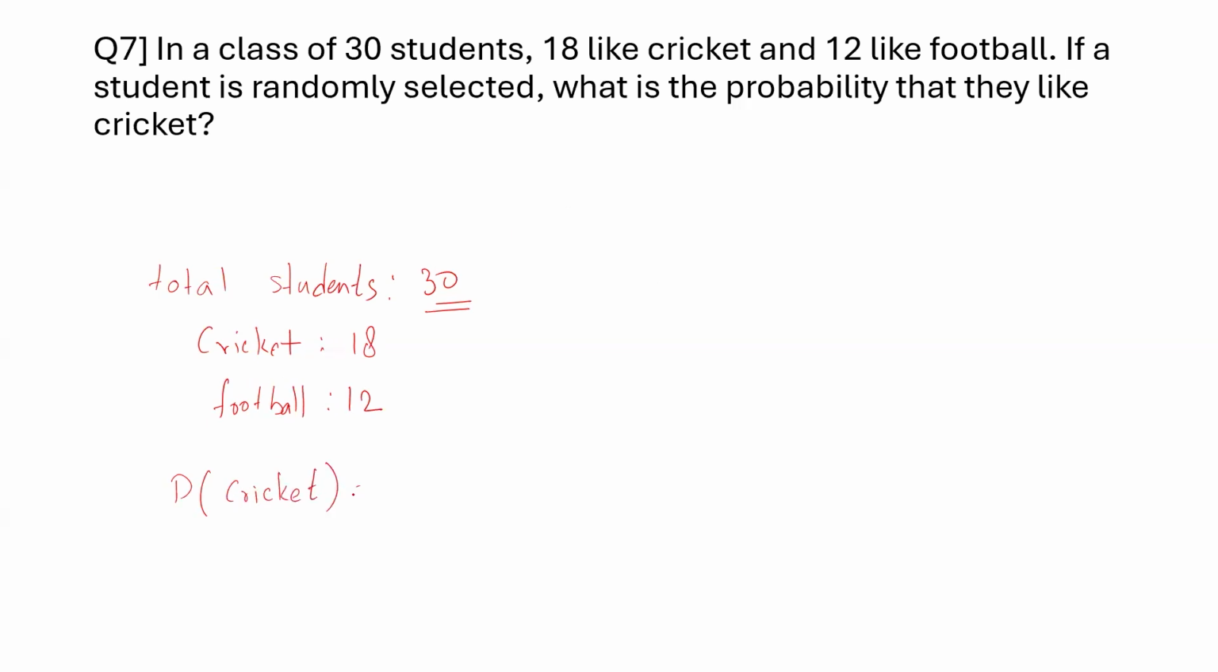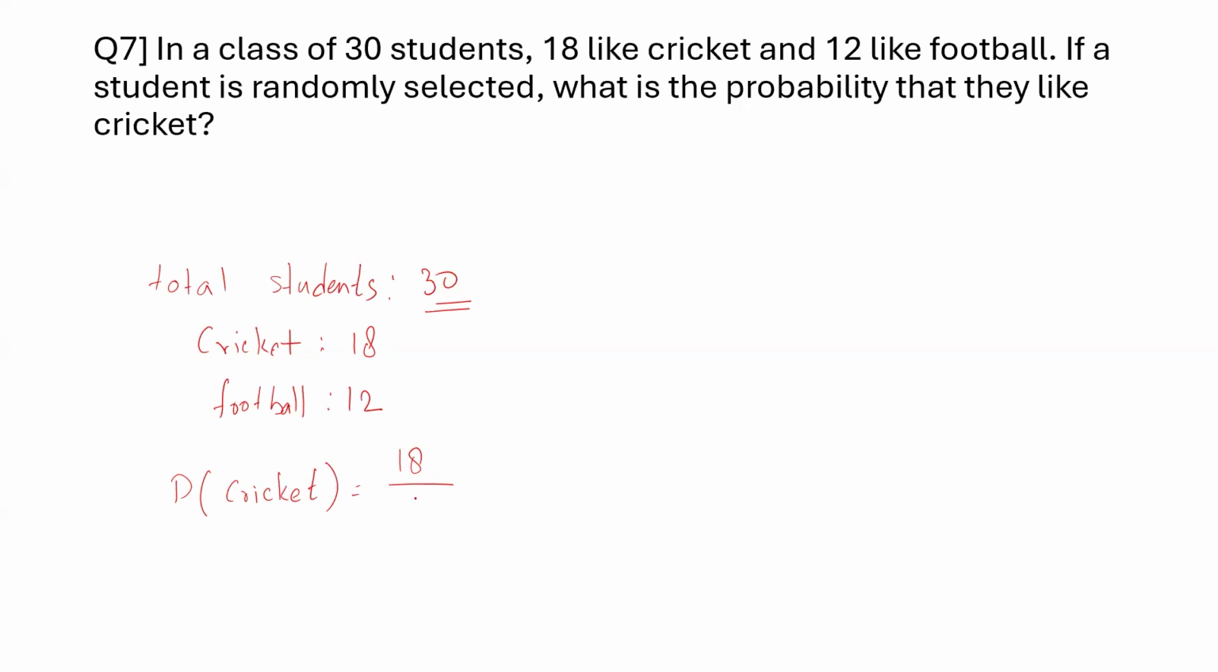That is what they are asking. How will you solve it? Probability that the student you picked likes cricket. So how many students like cricket? 18, right? So that one student could be anything out of 18. All 18 are in your favorable cases.